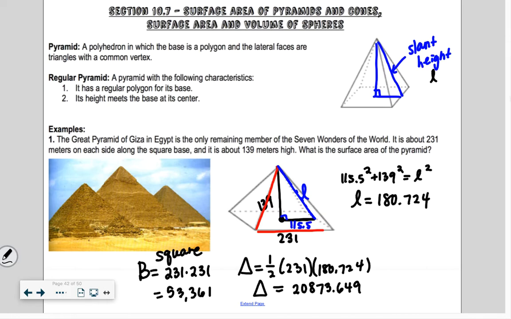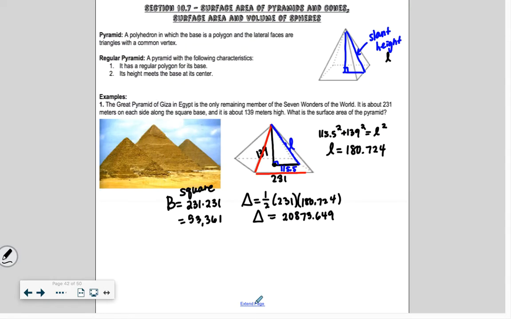So how do I put it all together? Multiply the area of the triangle by 4 and then add that to the base. So we're going to do 4 of the triangles plus 1 of the bases. I'm going to do times 4, and then add that 53,361 number. And I end up getting 136,855.598. Oh, I put my comma in the wrong spot. All right, there we go. 136,855.598 meters squared.